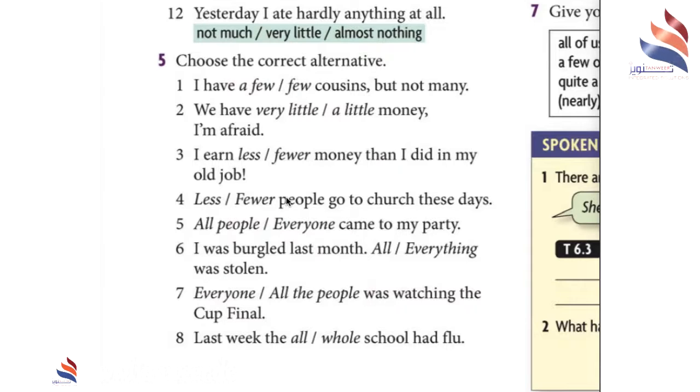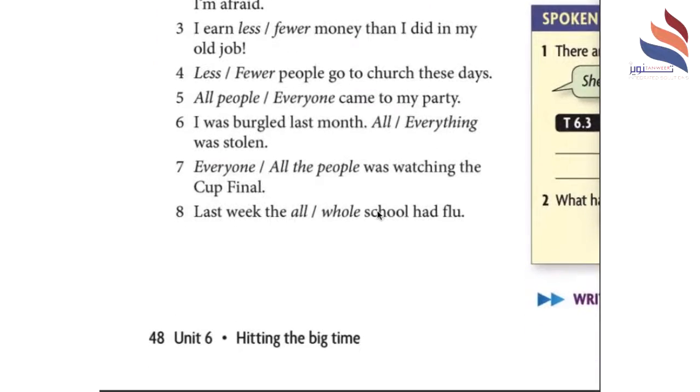All people, everyone came to my party. No, I will go for everyone came to my party, not all people. I was burgled last month. Somebody stole something from me, and all was stolen or everything was stolen. Of course, I go for everything. Everything was stolen. Everyone or all the people was watching the cup final. Everyone was watching. Last week, the all or whole school had flu. Of course, we can go for the whole school had flu.